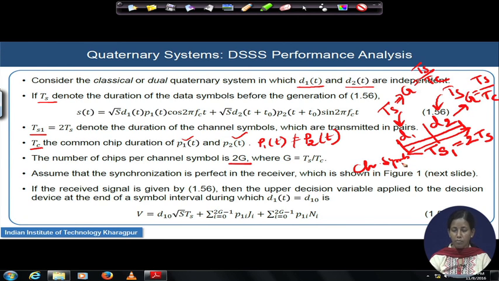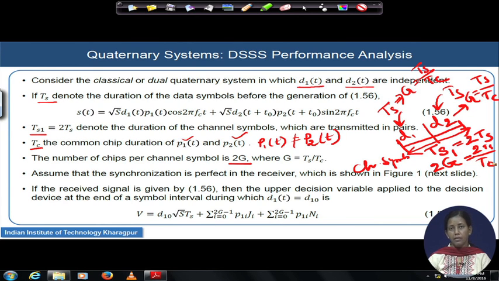So, if I see from the channel symbol duration, the total gain we will get is 2G, and over the channel symbol period, you will be getting a total of 2 times the number of chips divided by TC. So, that is why TS by TC is equal to G, and hence you are getting twice the gain involved in this kind of communication.